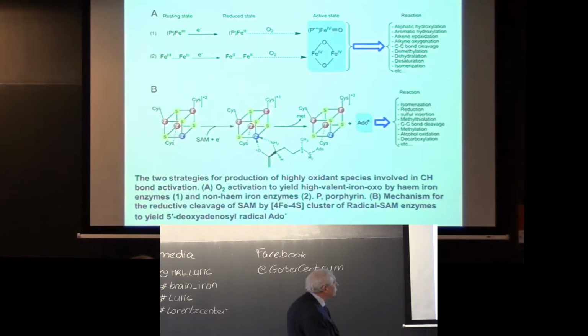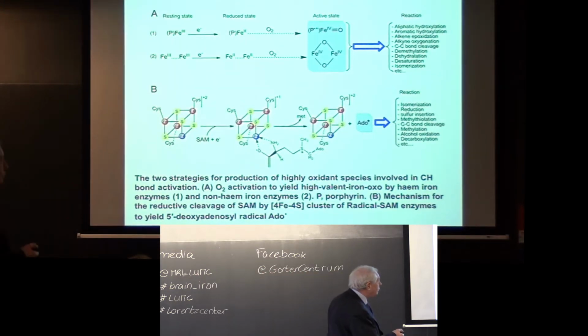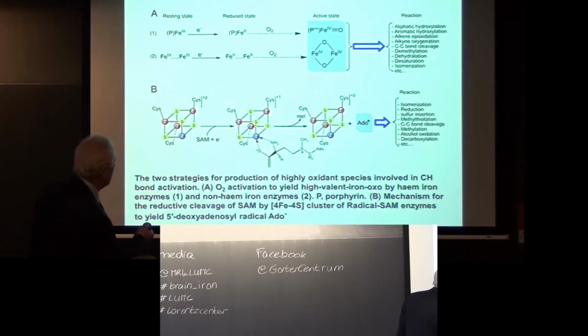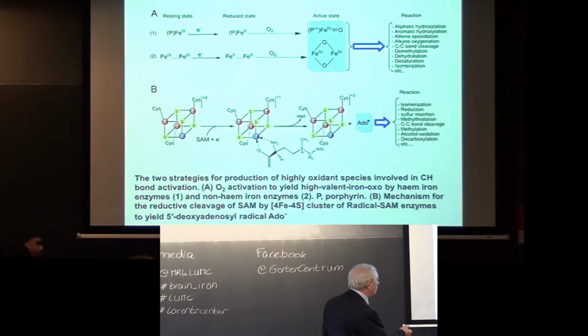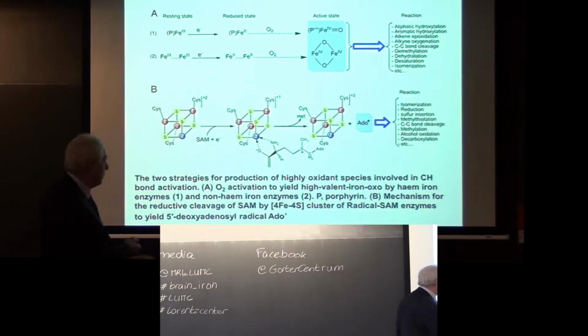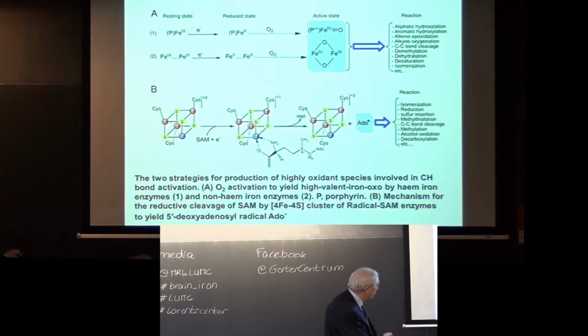Right. This is another example of iron-sulfur chemistry. We can make a large amount of highly oxidant species which are involved in carbon-hydrogen bond activation using iron centers, but we cannot just using our heme here. These are the heme types or the non-heme enzymes. You can make all these types of reactions. But you can also make the same kind of chemistry by making adenosine radicals from S-adenosylmethionine and a 4-iron 4-sulfur cluster.